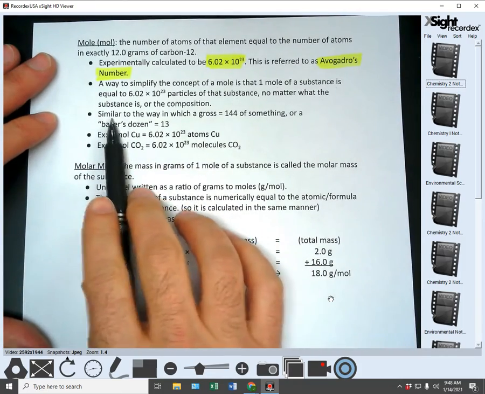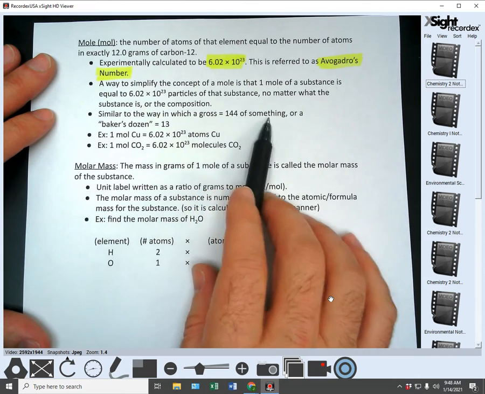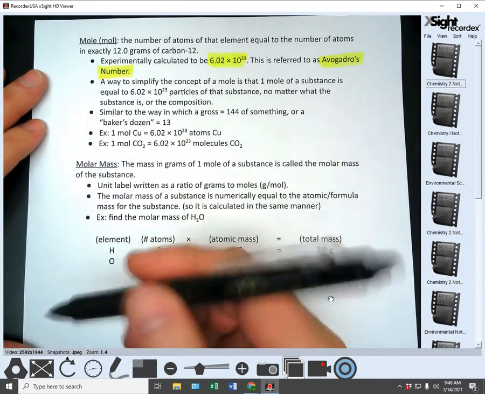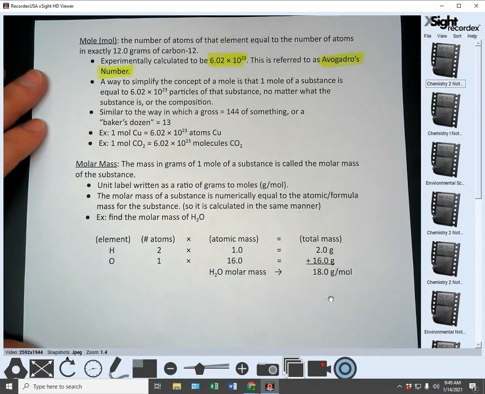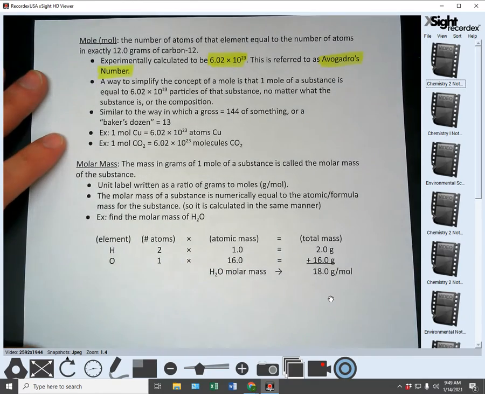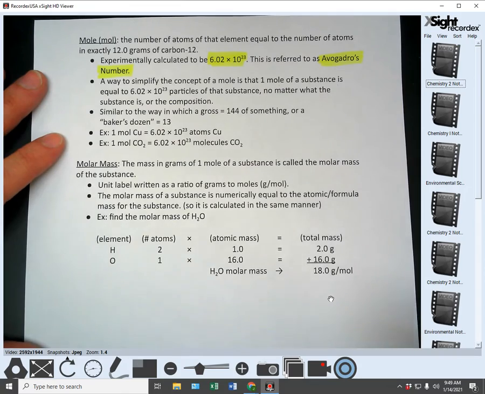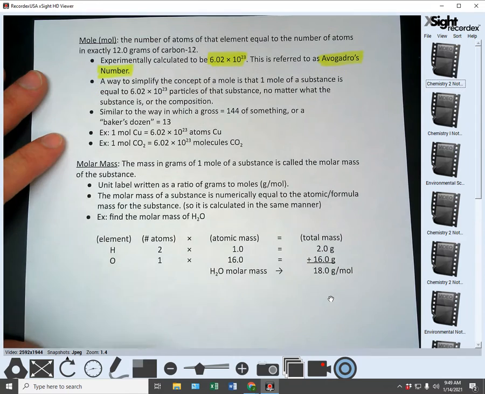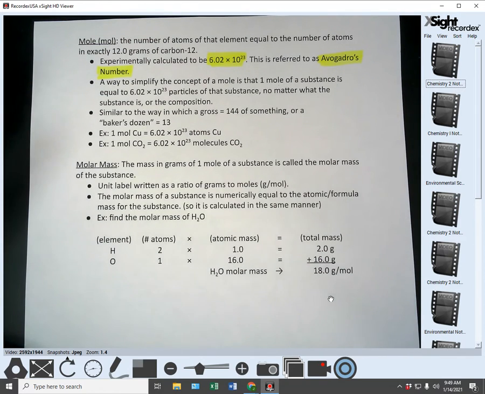It's similar to the way in which a gross equals 144. There's an actual unit label called gross, and a gross means 144. You could have a gross of pens, you'd have 144 pens. You could have a gross of calculators, you'd have 144 calculators. No matter what the object is, a gross means 144. Or a baker's dozen, if you've heard that, that means 13. So you could have a baker's dozen of donuts, that'd be 13 donuts. You could technically have a baker's dozen of computers, that'd be 13 computers, because the baker's dozen always means that.